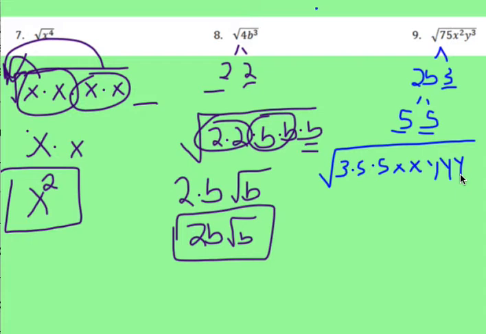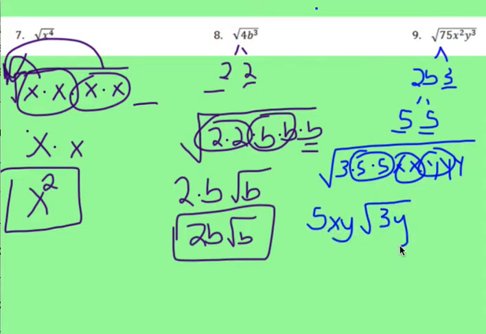So now I'm going to find my pairs. I have a pair here, and a pair here. Now each of those are going to come out of the radical and become 1. So then I have 5, I have x, and I have y. And then left underneath the radical is 3y. So that's my final answer for number 9.